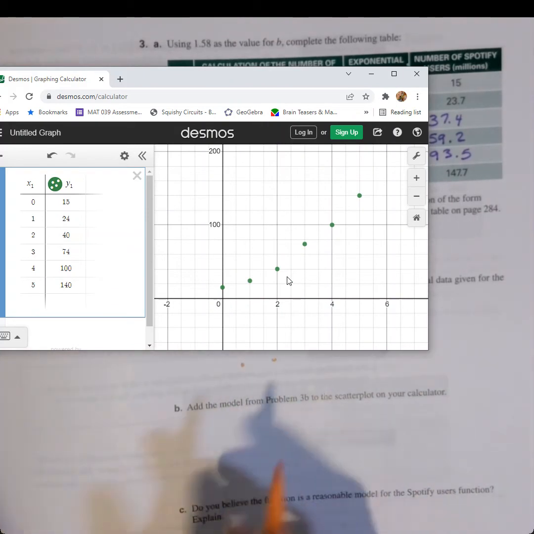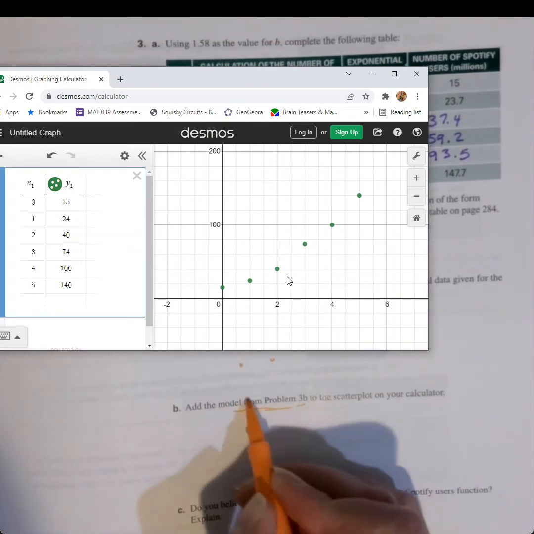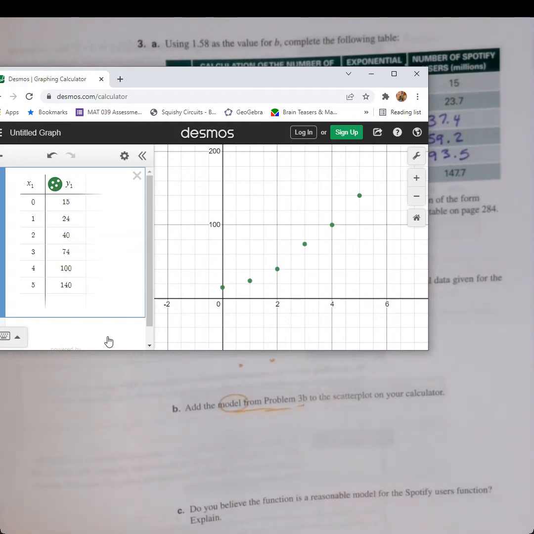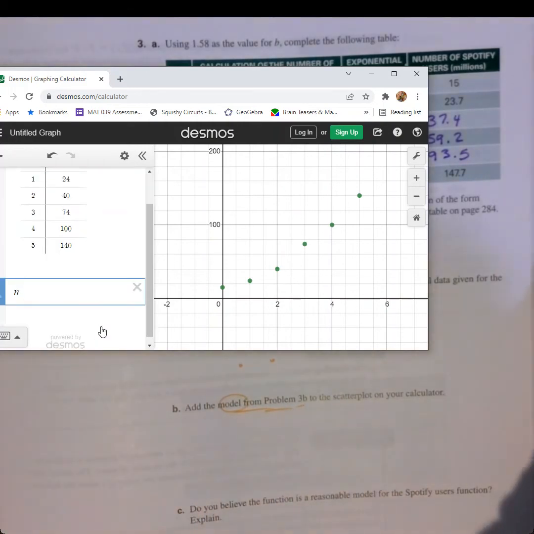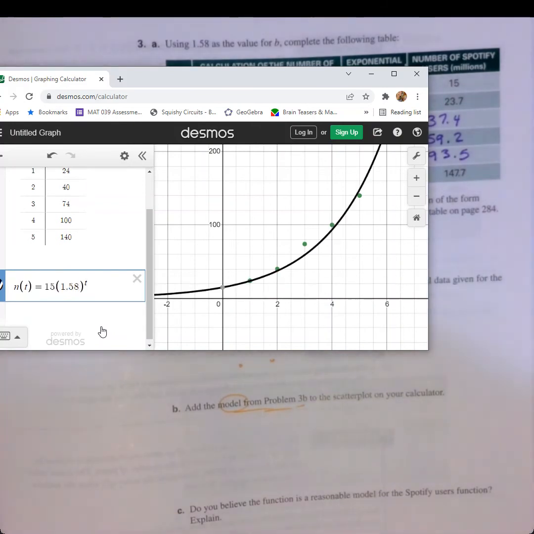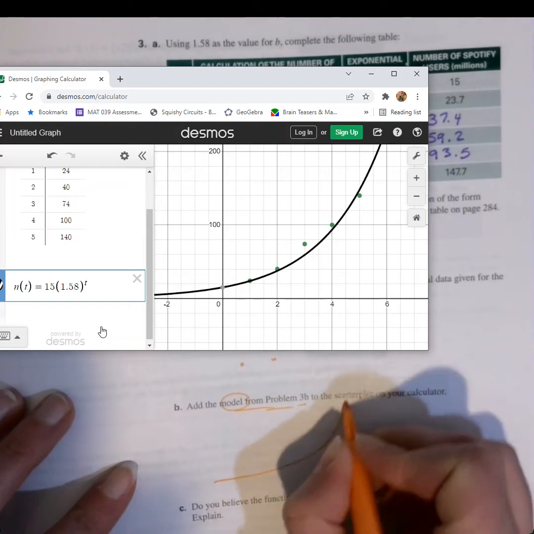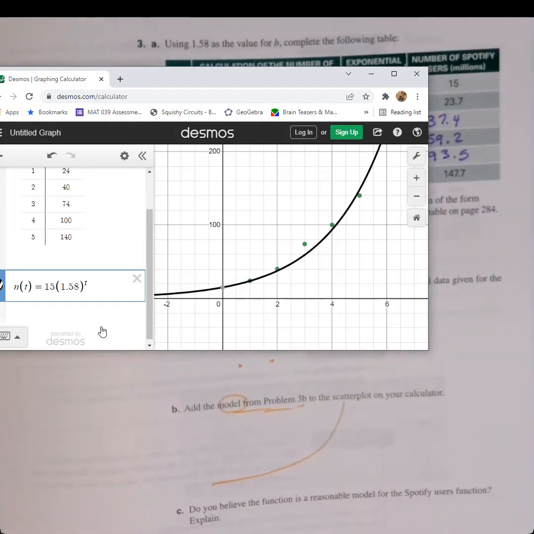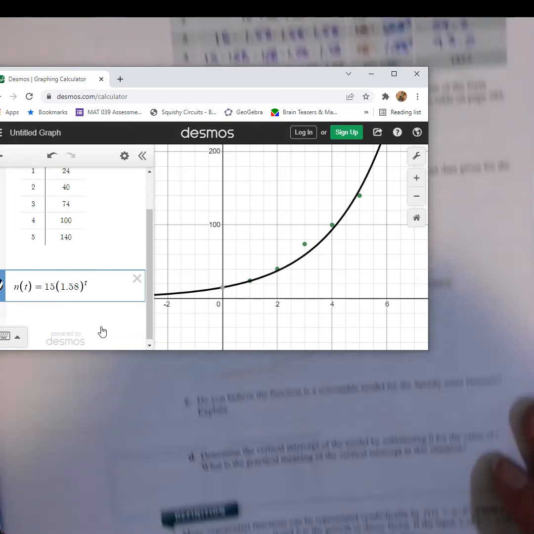All right, next it says to add the model. Models are equations, so add the equation to the graph. So that was our N of t equals 15 times 1.58 to the t. All right, so I can see it. I know what it looks like. And do I believe that the function is a reasonable model? I should explain whether I believe this is a reasonable model.